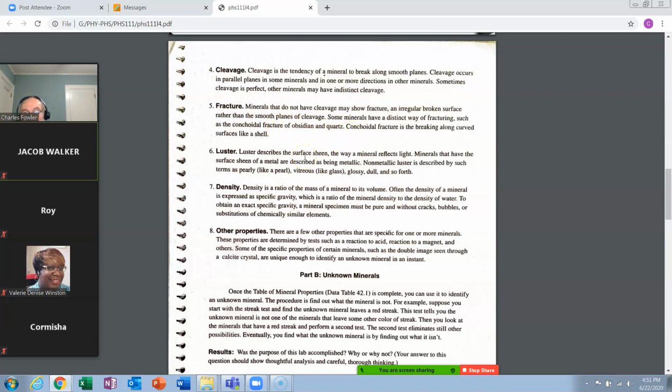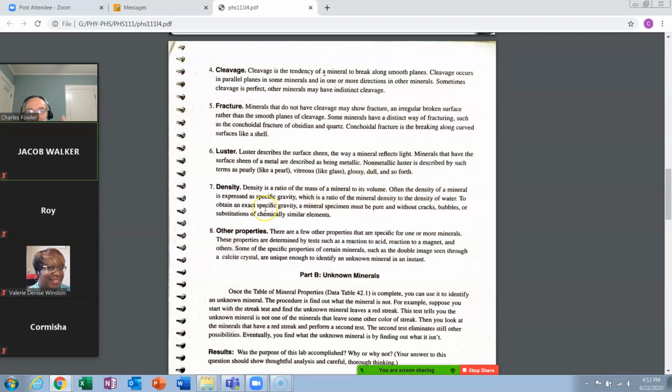So you'll list whatever they give you in the table. We'll see this. Then back on page 1, the second column after color was luster. Luster describes the surface sheen, that's the way the mineral reflects light, and some will be metallic, some will be pearly, vitreous like glass, glossy, dull. There's a whole variety of names. You'll see these at the website.